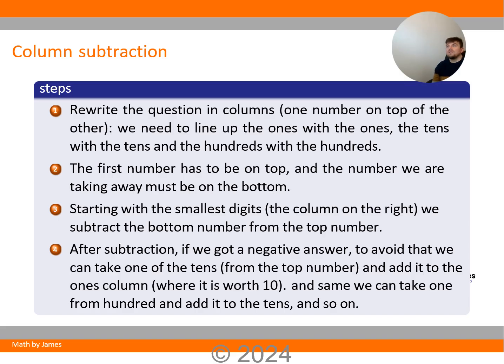So we rewrite the questions in columns, with one number on top of the other. We need to line up the 1s with the 1s, the 10s with the 10s, and the 100s with the 100s. Exactly the same. So if we have 88 minus 33, the first number has to be on top and the number we are taking away has to be on the bottom. Starting with the smallest digits, the column on the right, we subtract the bottom number from the top.